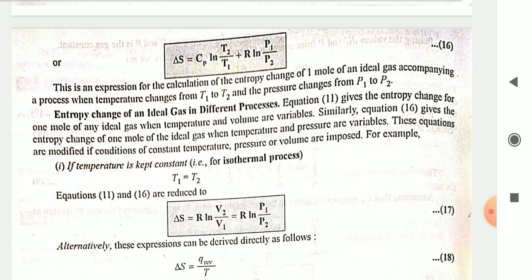This is an expression for the calculation of the entropy changes of 1 mole of an ideal gas, accompanying a process when temperature changes from T1 to T2 and the pressure changes from P1 to P2. Entropy change of an ideal gas in different processes.